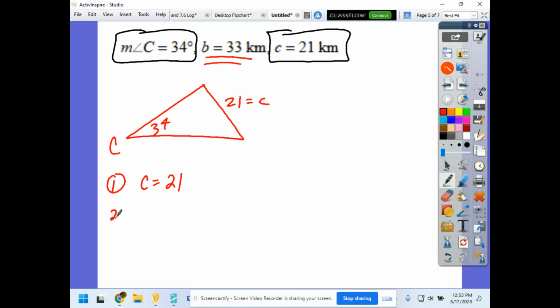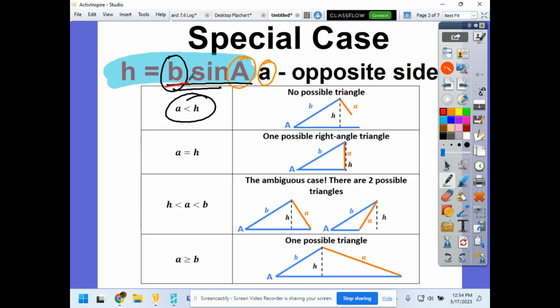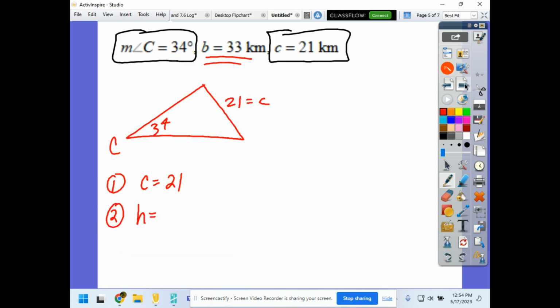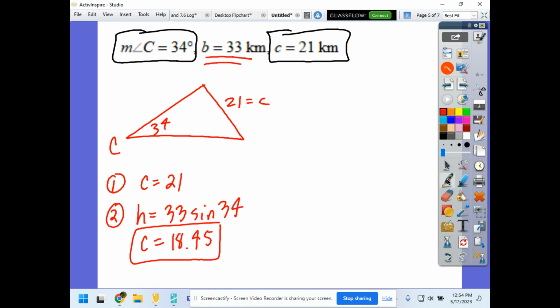Number two, get the height. The formula for the height is the second side times the sine of the opposite angle. The second side here is 33, sine of 34. Again, before doing the ambiguous case, before finding the height, make sure that you are in the SSA case. So 33 sine 34 gives us approximately 18.45. That should be the height.